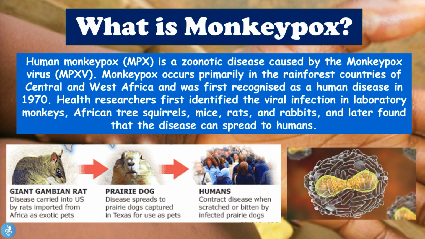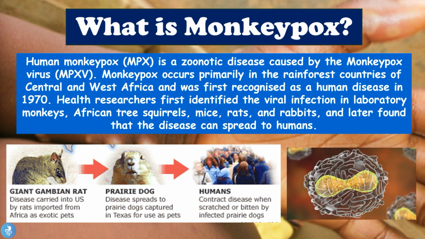So the disease was actually carried from Gambia by this Gambian rat into the US because these rats were imported from Africa as exotic pets. So when they got to America, the disease actually spread to the prairie dogs, which are actually herbivorous burrowing rodents. So it's actually a type of squirrel. It's not actually a dog, it's just a type of squirrel.